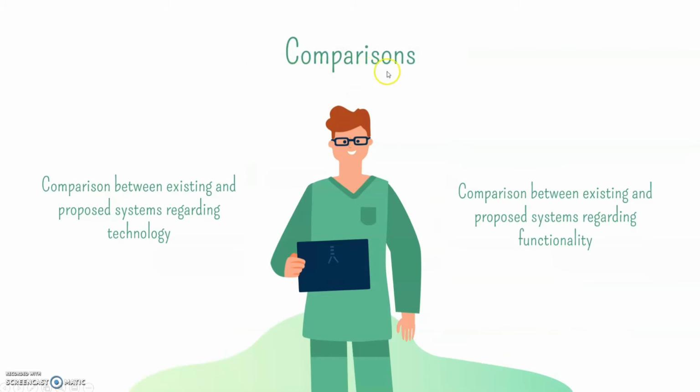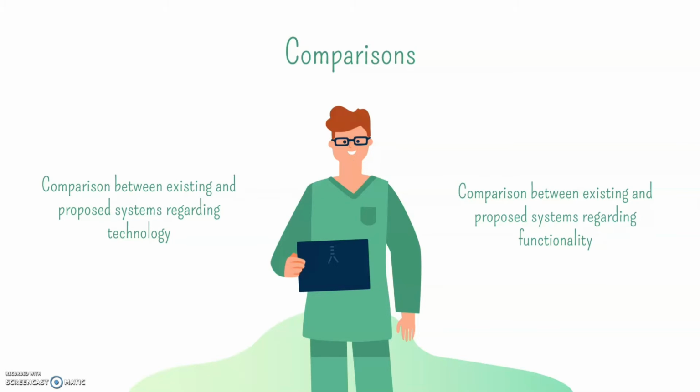So let's see some of the comparisons between existing and proposed systems regarding technology. Regarding technology, we can say these systems are manual. Let's say the students of those universities can't book their appointments or see their prescriptions, which are prescribed by the doctors. In the proposed system, we can do so, and all of the systems are web-based.